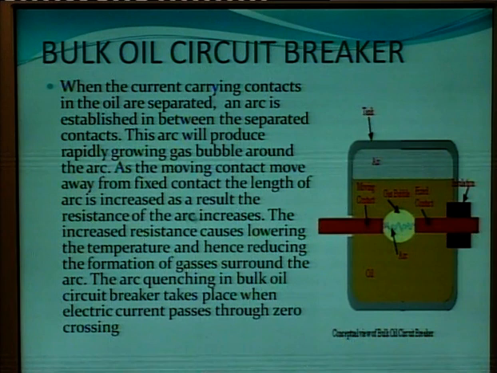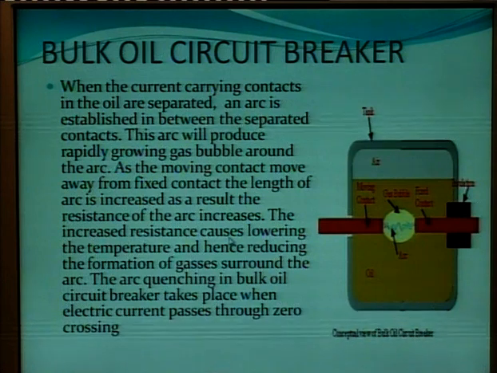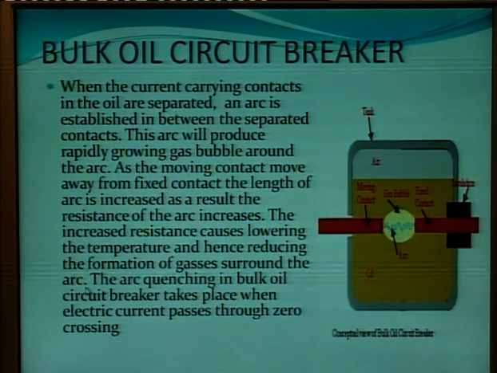As a result, the resistance of the arc increases. So the increased resistance causes lowering of the temperature and hence reduces the formation of gases surrounding the arc. So therefore, the arc quenching in bulk oil circuit breaker takes place when the electric current passes through zero crossing.